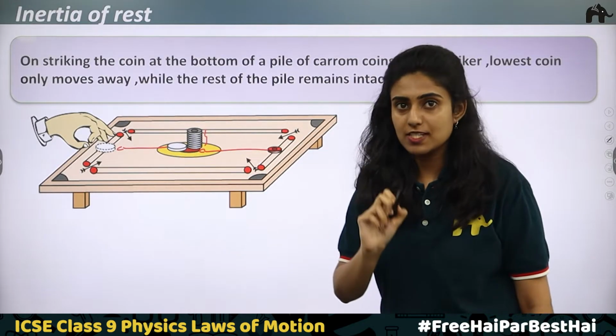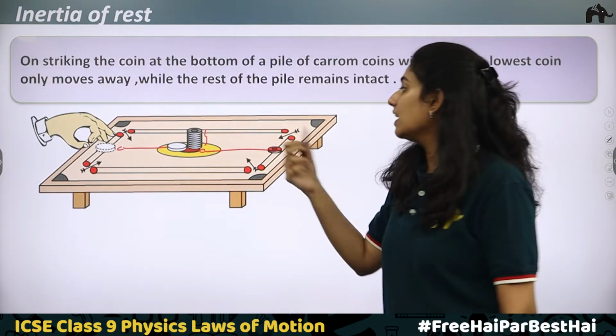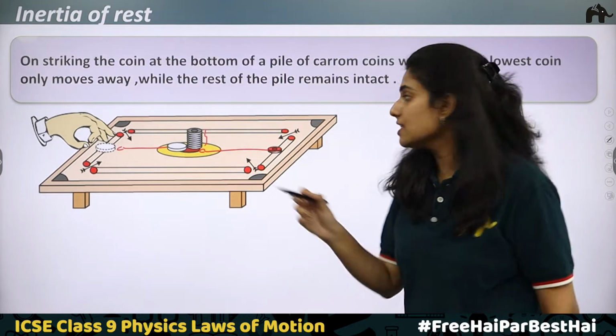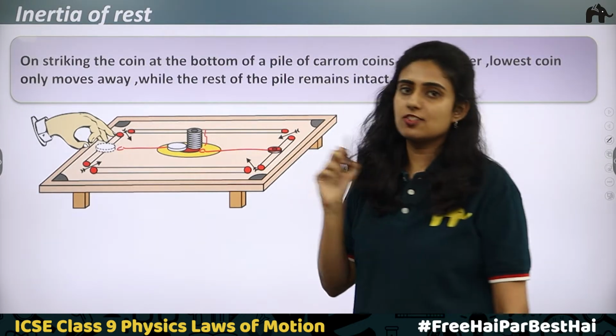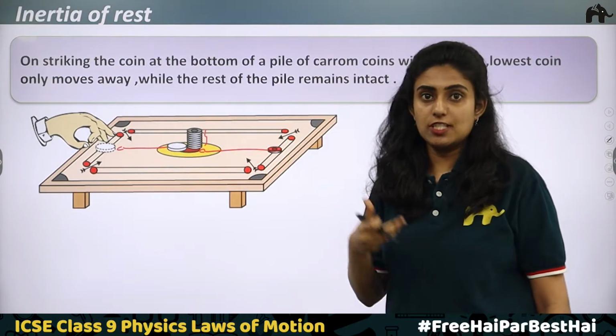Here, the first coin, that is the lowest coin, will have a tendency to move. Why? Because it is struck by the striker. This coin will be in inertia of motion. It will start moving.